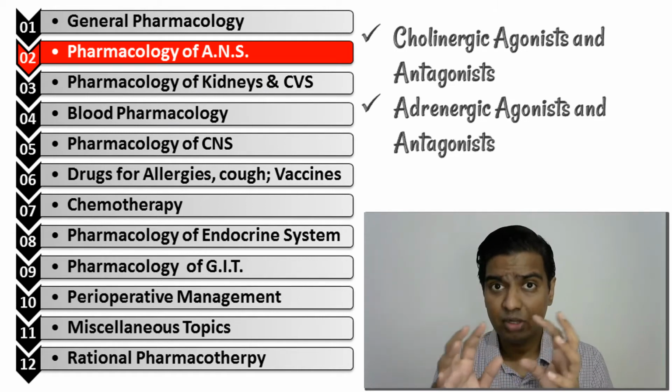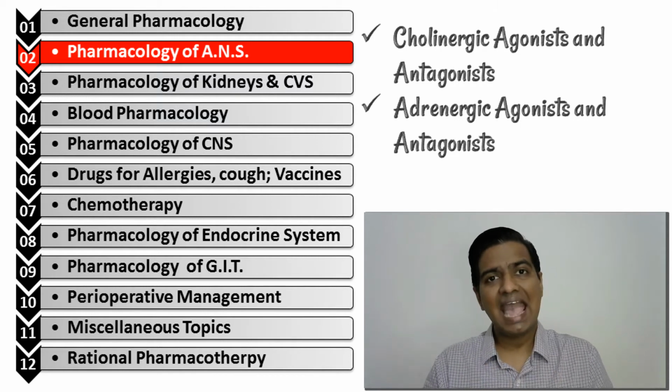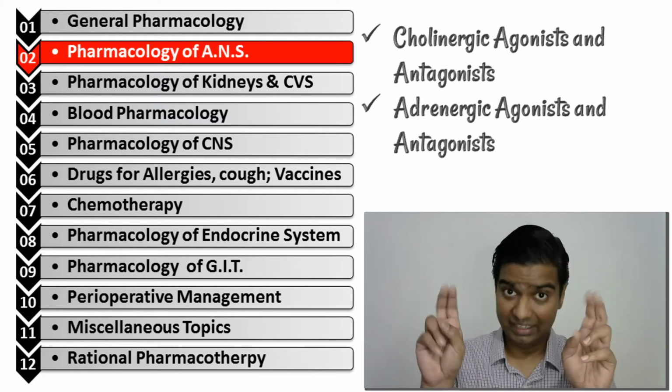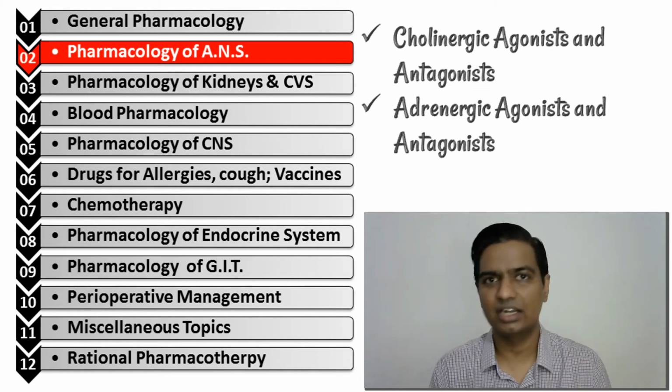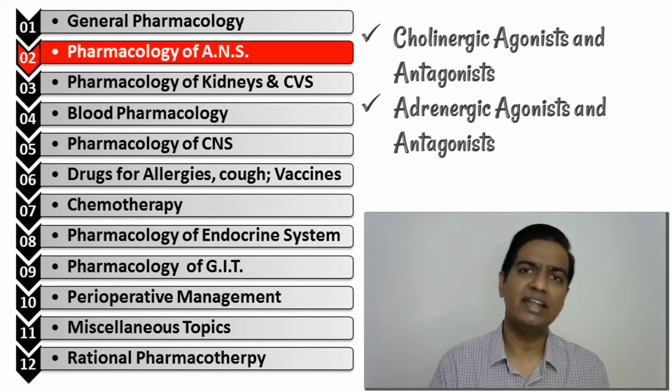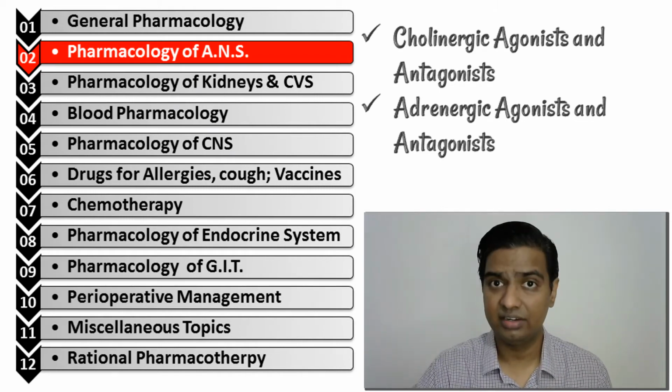And keeping all these things in mind, you should be able to talk about medicines which will activate those receptors. They are called agonists, and medicines that will inhibit those receptors are called antagonists. So cholinergic agonists and antagonists, similarly adrenergic agonists and antagonists, should be clear in your mind.